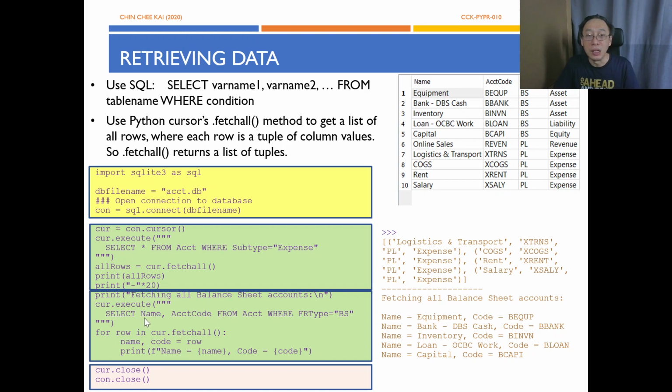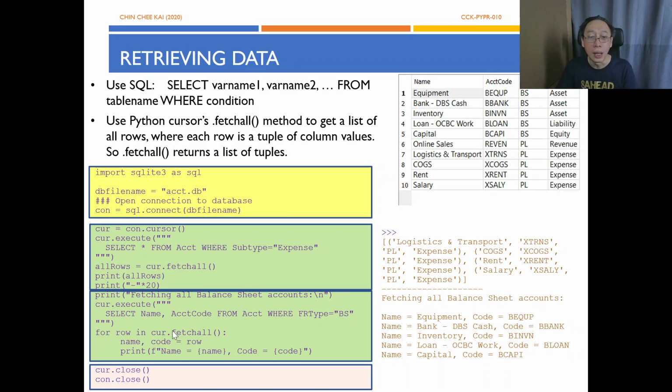And this time around, we name the columns that we want. So name, account code, and not, because we don't need to see FR type. It will have to be equal to BS, right? So we can drop that. You can drop the subtype, maybe because at this point we are not interested. So we fetch all, and this time round we have again the list of all tuples, right?